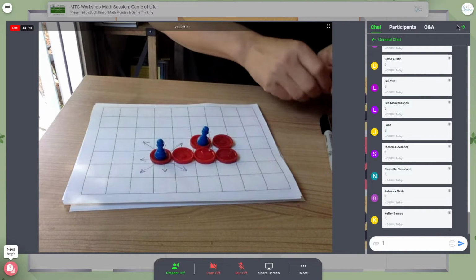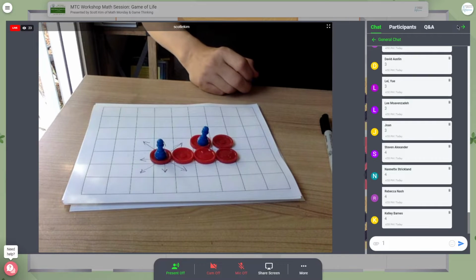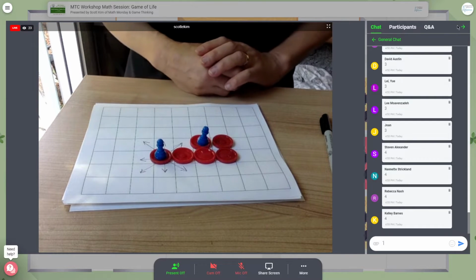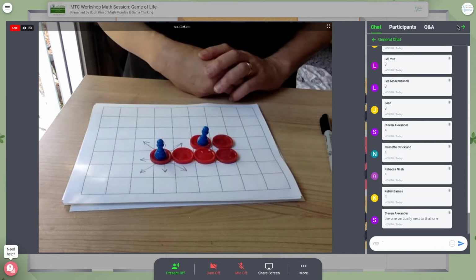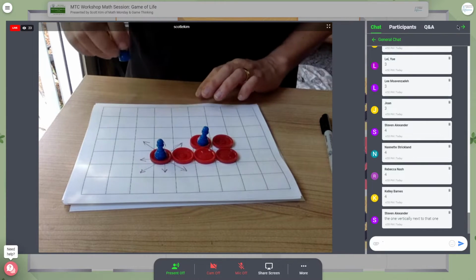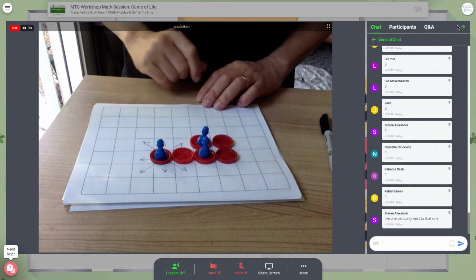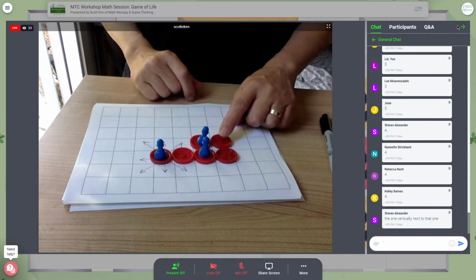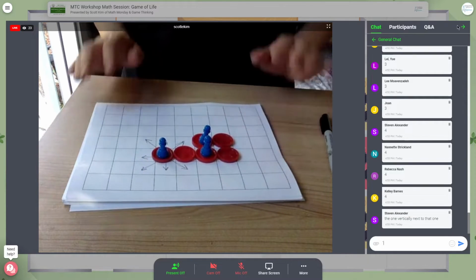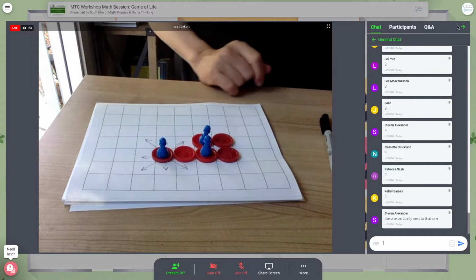What other checker is going to die on the next generation? That might be a little hard to describe in chat, but is there another one that's going to die? The one vertically next to that one, says Stephen. Yes, that's correct. This one's going to die. This one will not die. It has 3 neighbors. So the others are happy. So those are going to die in the next generation.